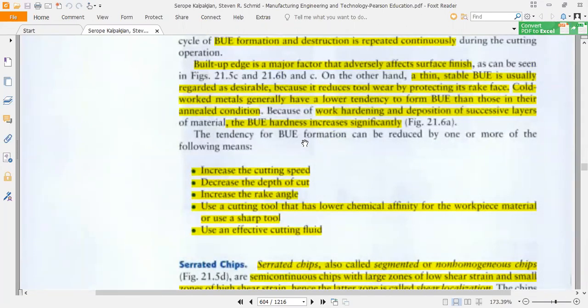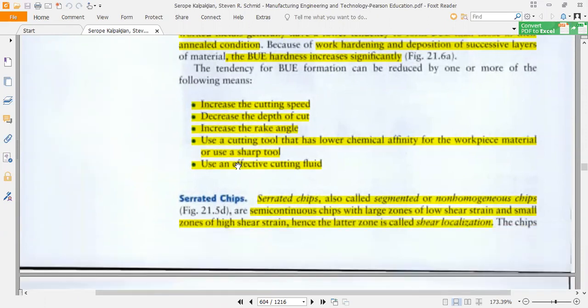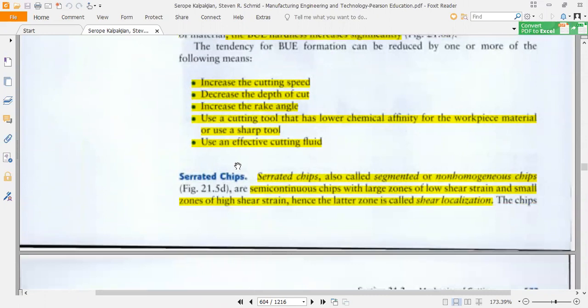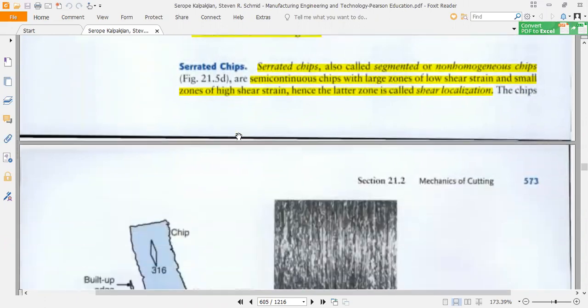The tendency for built-up edge formation can be reduced by focusing on the following factors: increase the cutting speed, decrease the depth of cut, increase the rake angle, use a tool that has low chemical affinity with the workpiece, and use an effective cutting fluid. Focusing on these factors can reduce the formation of built-up edges.